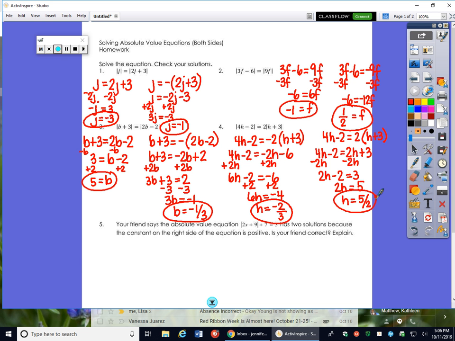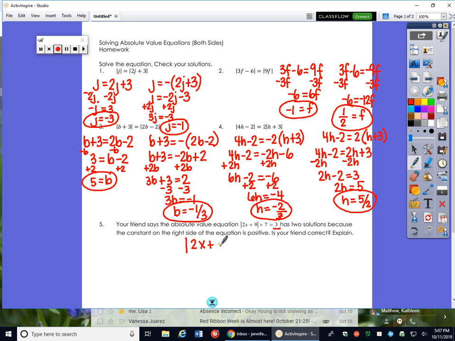All right, number 5. Your friend says an absolute value equation of the absolute value of 2x plus 9, plus 7 is equal to 3, has two solutions because the constant on the right side of the equation is positive. So this friend is saying that since that 3 right here is positive, then the answer has to have two solutions, and we want to know if the friend's correct. But the answer is not correct.